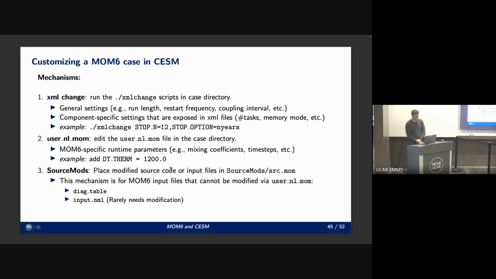SourceMods is the third mechanism to make changes, where you place your modified source code or input files under this SourceMods subdirectory within your case root. And this mechanism is for changing MOM6 input files that cannot be changed via the user_nl_mom file. Examples are diag_table and input.nml, the namelist file.